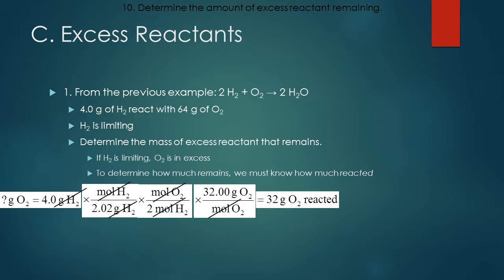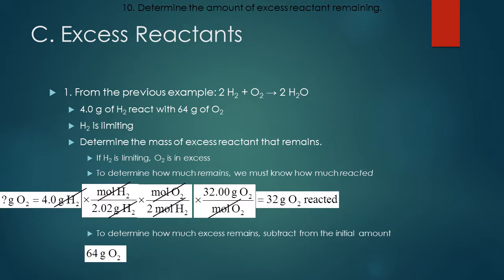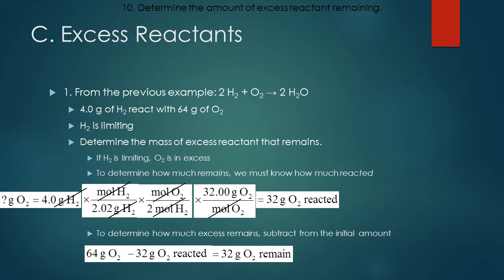We were not asked to find how much reacted. We want to know how much remains, how much is left over. So to do this, we just need to subtract it from the initial amount of the oxygen. So I have 64 grams of oxygen that we started with, minus the 32 grams that reacted. This does give us 32 grams of oxygen that are left over.